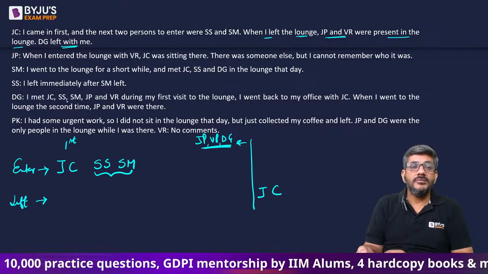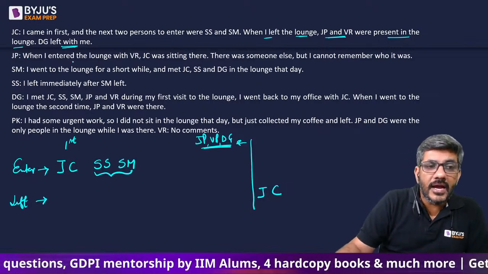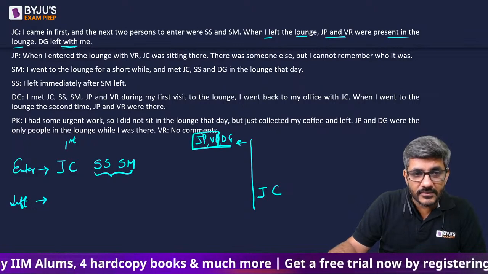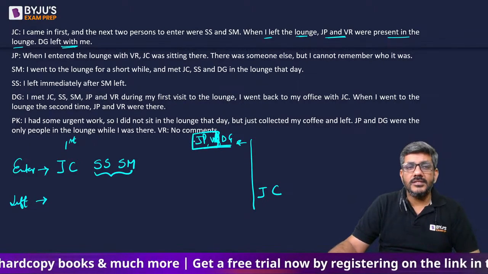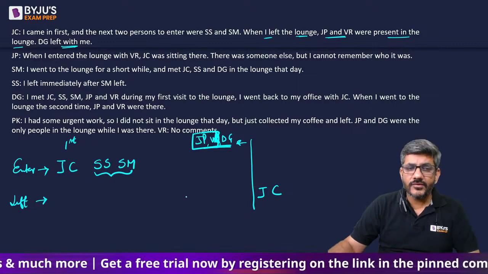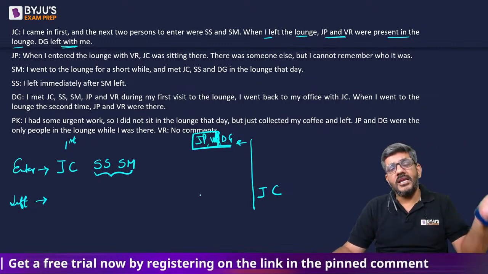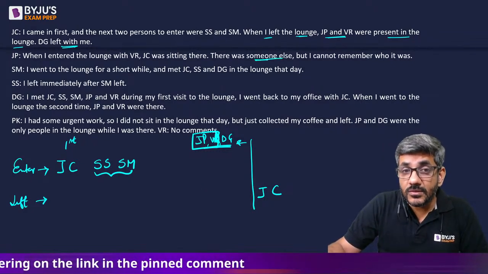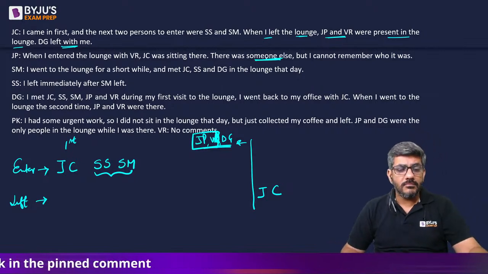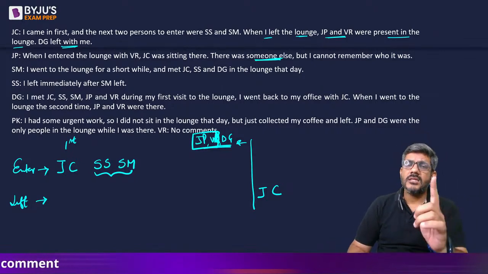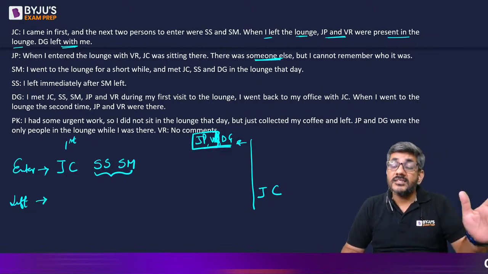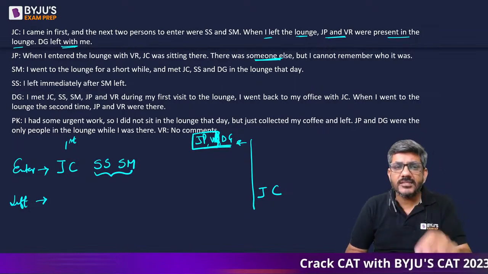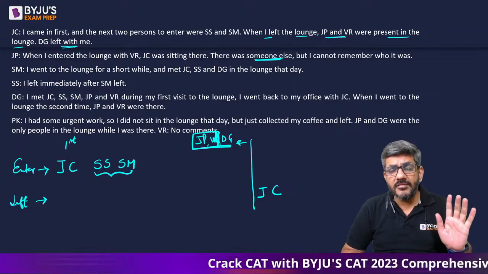अब JP कुछ कह रहा है. JP says, when I entered the lounge with VR, that means JP and VR entered together. JC was sitting there. Of course, JC came first. JC left after them. So JC was definitely there. There was someone else. There was just one more person, but I cannot remember who it was. अब अगर एक ही आदमी और present था, but SS and SM had already entered before them. So can I say at least one of SS and SM must have left by the time JP and VR came?